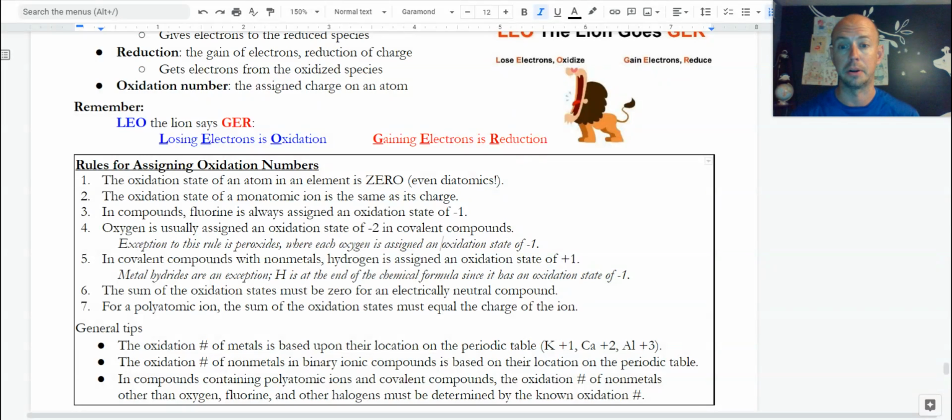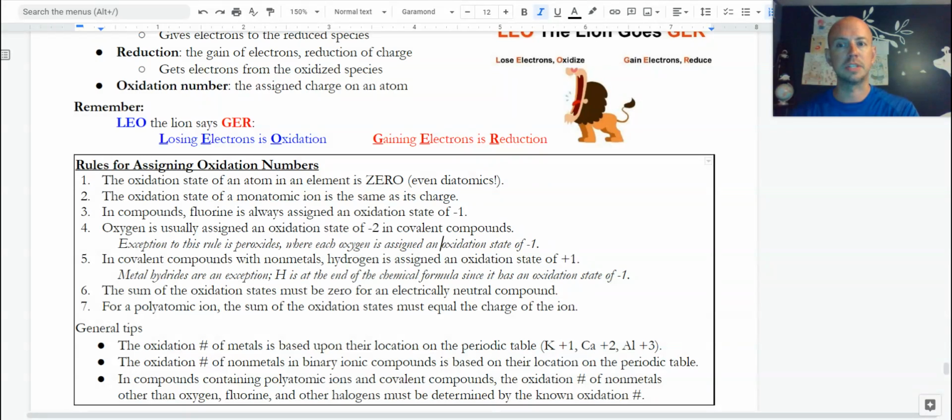If we have a polyatomic ion, either by itself, floating around, maybe in a complete ionic equation, or as a part of a compound, the sum of the oxidation numbers, sometimes called oxidation states, add up to the charge of that ion. Nitrate, NO3 -1. The one nitrogen and 3 oxygens together, when we add up all of those oxidation states, they have to add up to -1. And we'll practice and see how that happens.